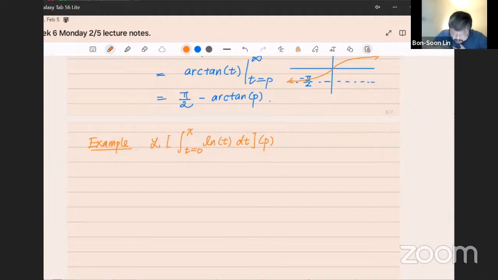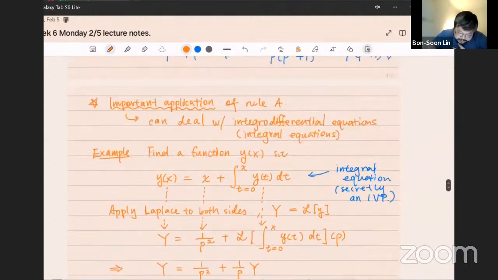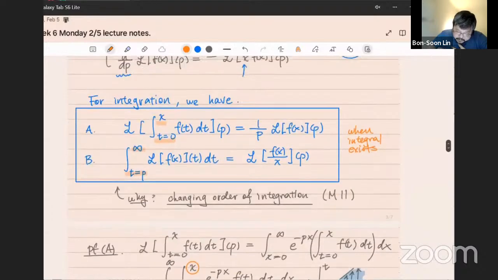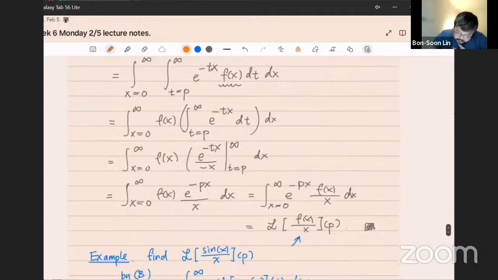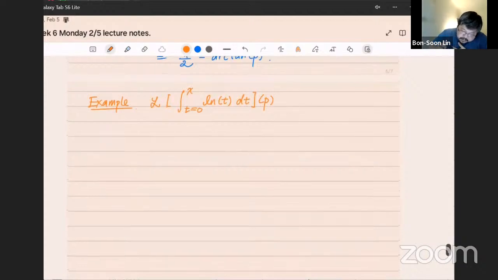I could use the inside integral rule, right? So by the inside integral rule, just to remind you, when the bound is from 0 to x, this just turns into 1 over p times the Laplace transform. So the bound is from 0 to x. So by rule A, this is just 1 over p times the Laplace transform of natural log of x, evaluated at p.